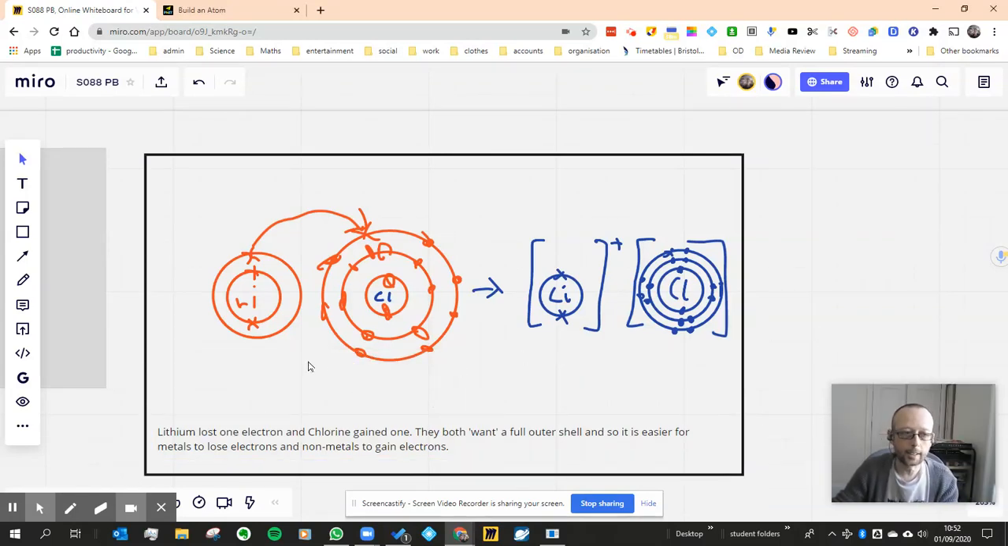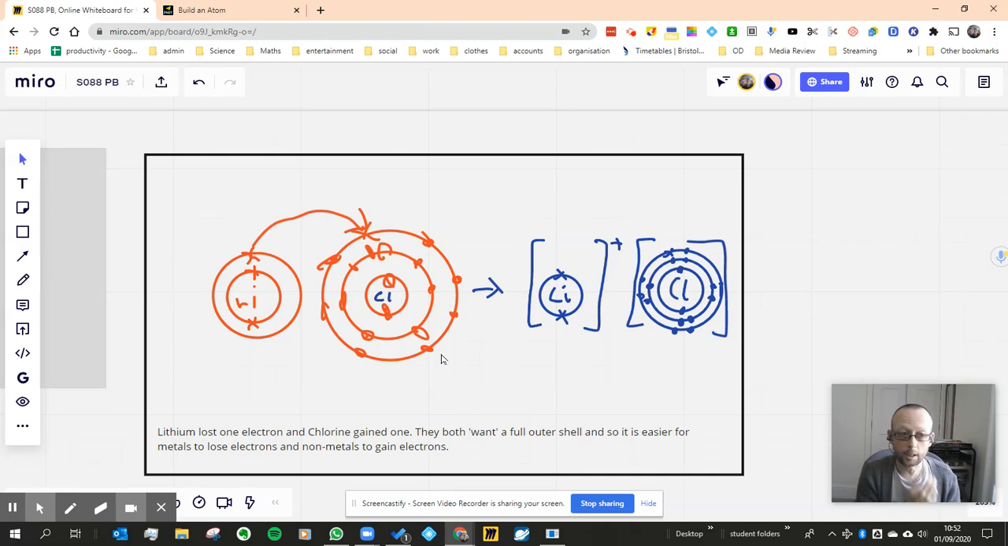So in this case, the lithium lost one electron and chlorine gained one electron, because in both cases they wanted to have full outer shells. The lithium had a very small number of electrons in the outer shell. It only had one. It was in group 1, so it made much more sense for it to lose an electron. And chlorine was in group 7, so it made much more sense for it to gain an electron.